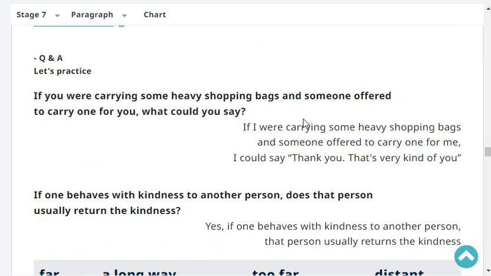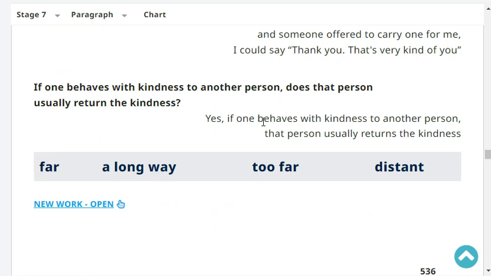If you were carrying some heavy shopping bags and someone offered to carry one for you, what could you say? If I were carrying some heavy shopping bags and someone offered to carry one for me, I could say thank you. That's very kind of you. Right. If one behaves with kindness to another person, does that person usually return the kindness? Yes. If one behaves with kindness to another person, that person usually returns the kindness.